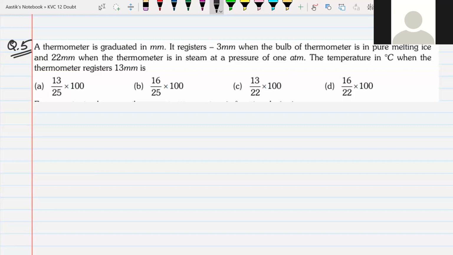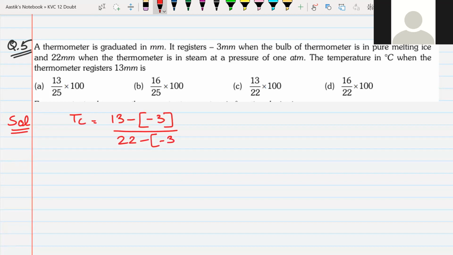So again, I just applied the same thing that we have been doing for the entire class. Temperature on the Celsius scale will be length, which is 13, minus the length at 0 degree Celsius, which is -3 mm, divided by 22 minus (-3). This has to be multiplied by 100. Do we understand this? So the correct answer would be answer B. No questions asked, no answers given.